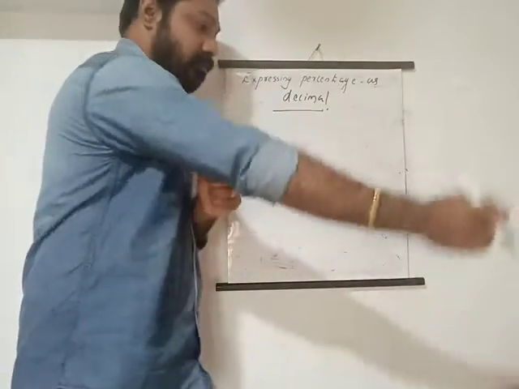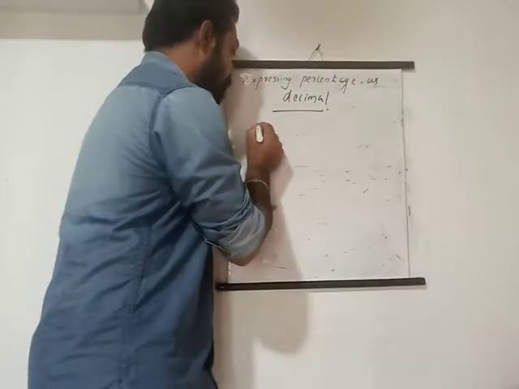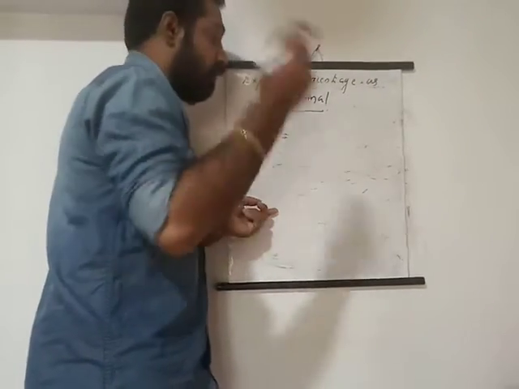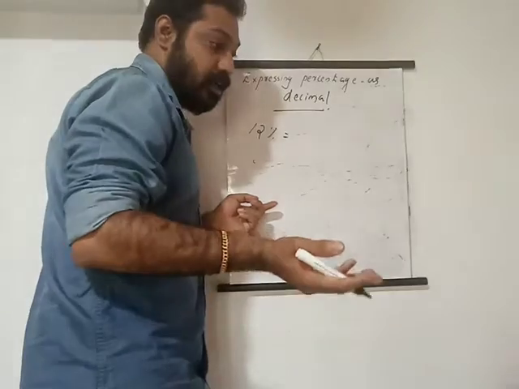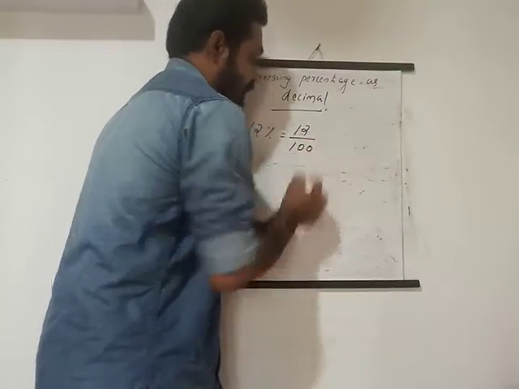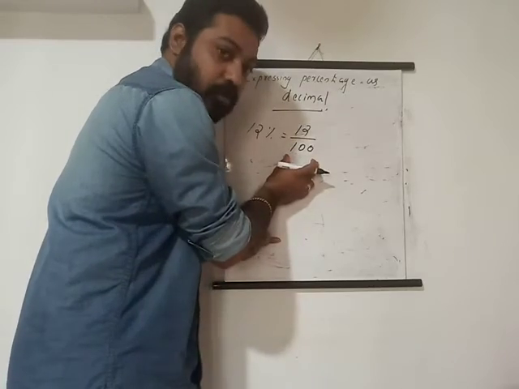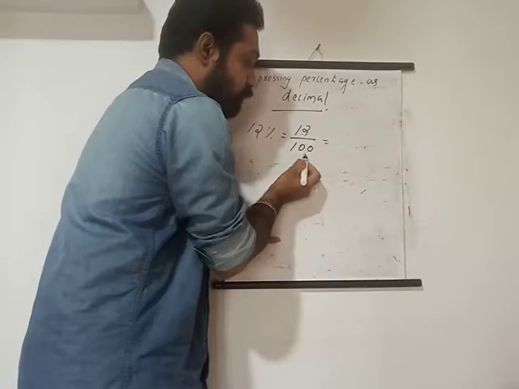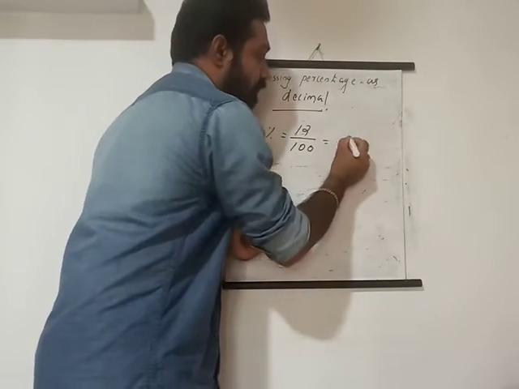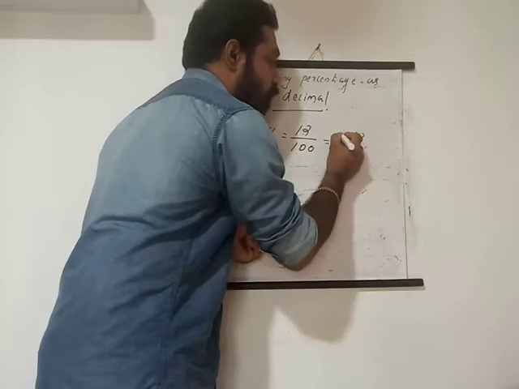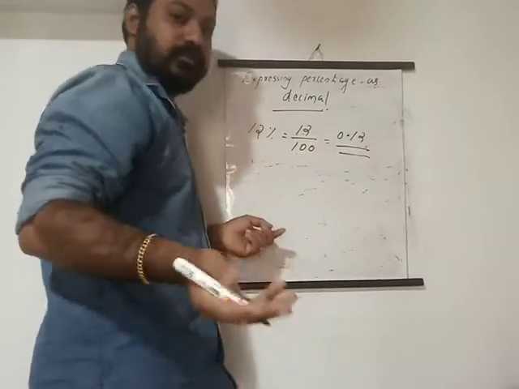So what is it? 12%. 12% is given. To convert it to a decimal, first we have to convert it to a fraction: 12 by 100. Now it is in fractional form, isn't it? But we have to convert it into a decimal. 12 by 100, two zeros, then 1 2. We have to put a point here. 0.12. That's all. This is the answer.